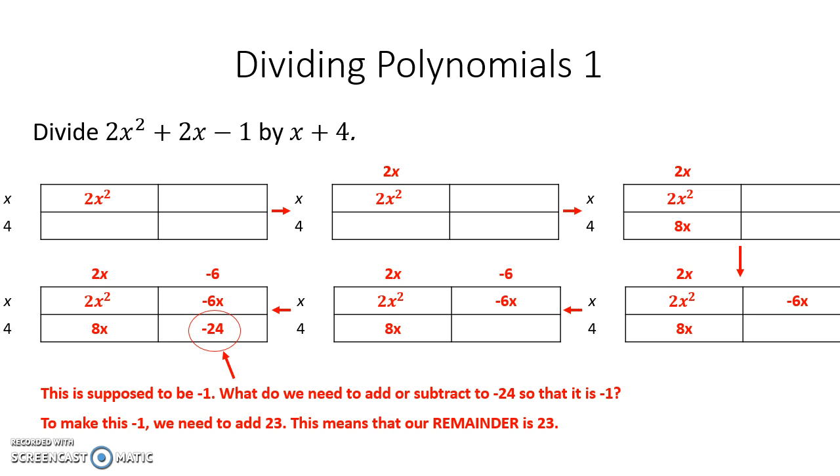So these two functions don't divide perfectly. There is some sort of remainder with it when we divide. So how we would write that is 2x minus 6, remainder 23. And that's it. That's the only difference between dividing polynomials with and without remainders.